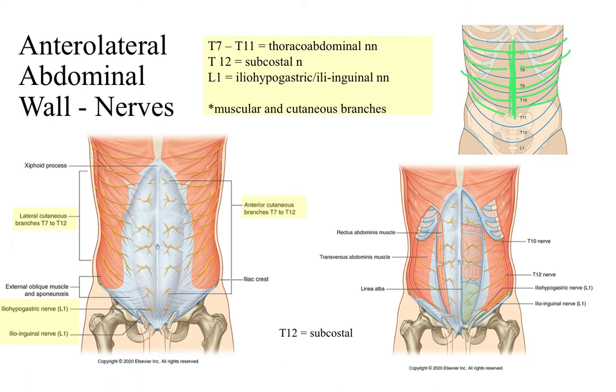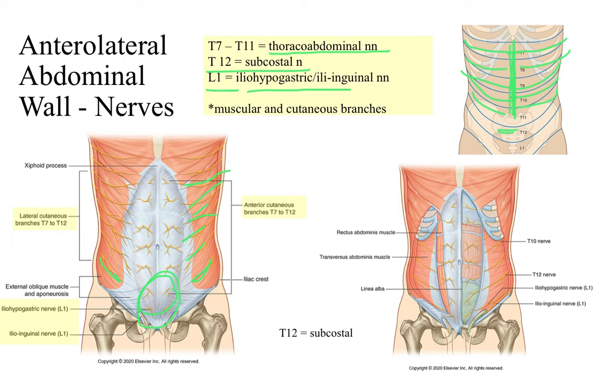T7 to T11 would be your thoracoabdominal nerves. And you can see these right here on this picture down here. T12 below that would be your subcostal nerve. All right, your subcostal nerve. And of course, that would be down here as well. And then L1 would be your iliohypogastric or ilioinguinal nerves. And that would be these down here.